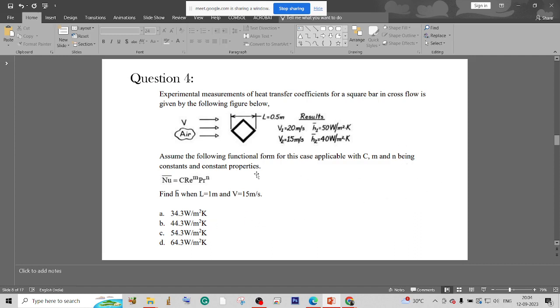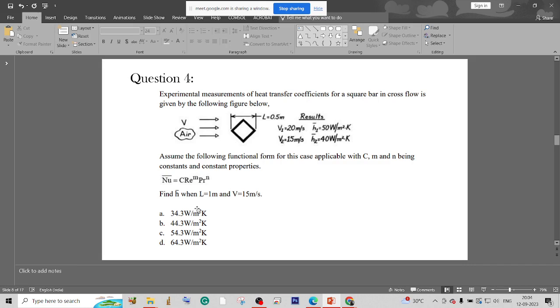C we can also figure out. So m, if we write in terms of ratio with the values already given, we can find out m. And again, by taking one of the sets of values as a reference point, and taking the unknown values, that is L is equal to 1 and V is equal to 15, as the other point, point number 3, we can find out the unknown h bar.